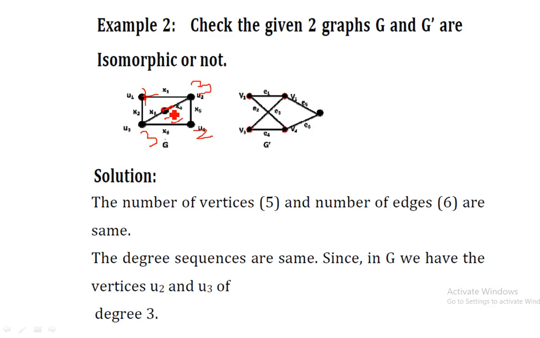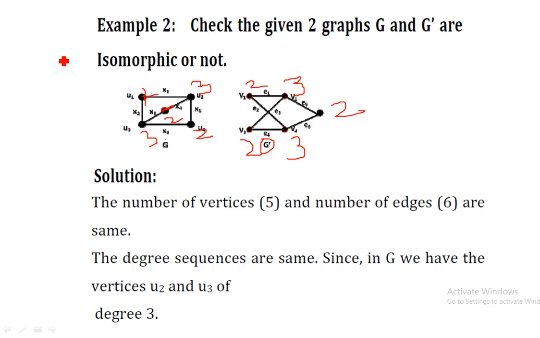The same scenario should hold in graph G dash if it is isomorphic. So check it: degree 2, degree 2, degree 3 and degree 2. The same here also, 3 vertices of degree 2, and the number of degree 3 vertices is 2. So the degree sequence is also the same. Now, using this condition, can we say it is isomorphic?